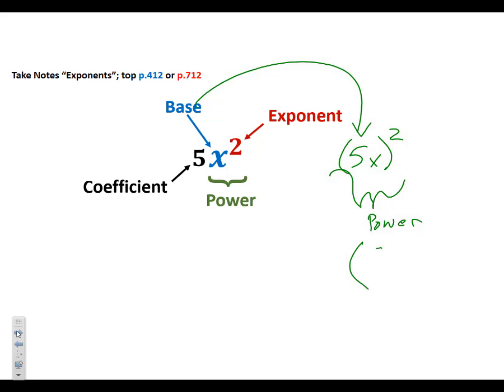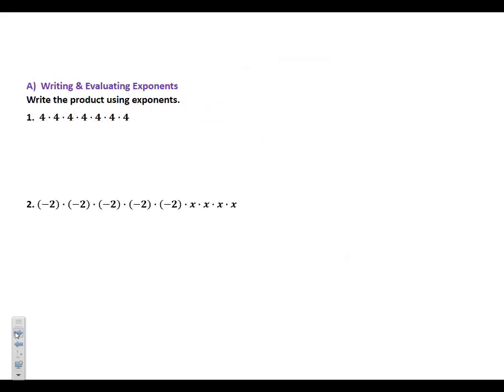Now, if you saw this, 5x squared with only the x inside parentheses, is the 5 part of the power? I hope you said no, because it is not included with the exponent. You can only include it as you write it this way. And in writing it this way up here, this is part of one of the properties that we are going to discuss today. Okay, so real quickly, again with exponents, writing and evaluating exponents, we're not going to spend a whole lot of time. We're going to write the product using exponents. And so here we have 4 times 4 times 4 times 4 times 4 times 4 times 4.